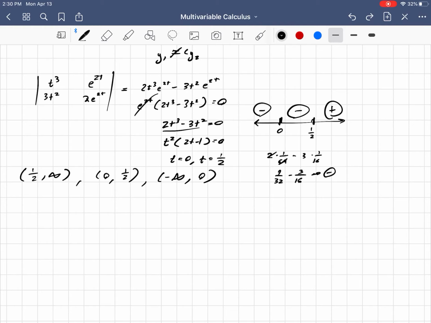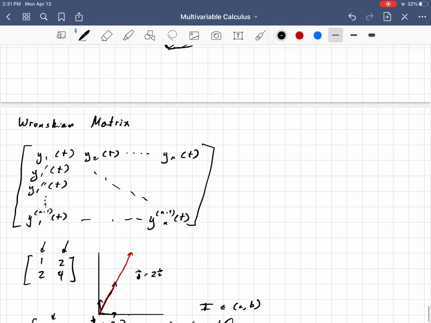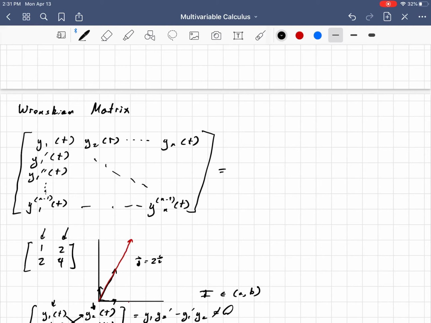We cannot say, for example, that they're linearly independent from negative infinity to infinity, because they're not. At 0 and at 1/2, they are linearly dependent. That's why the determinant would be 0 at those two particular points. But if you consider this separate interval, this separate interval, or this separate interval, or a union between the three, then the solutions are linearly independent.